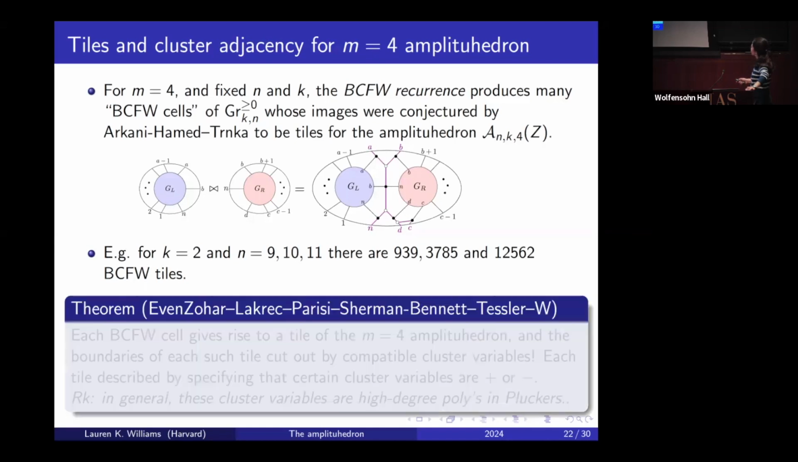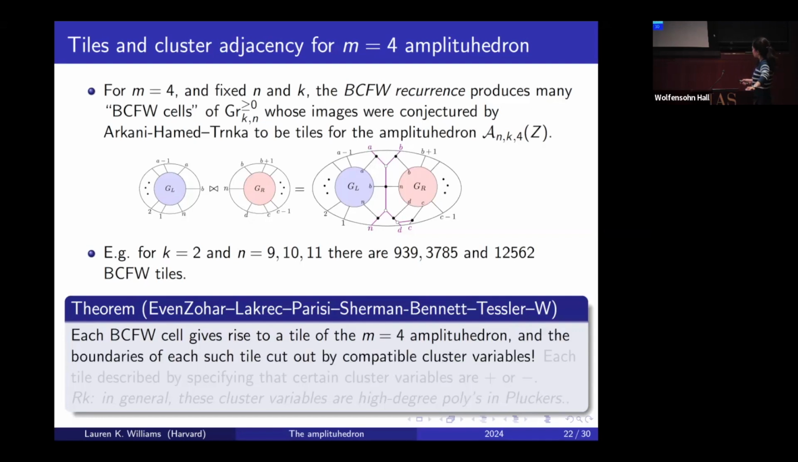We showed that all of these BCFW cells give rise to tiles of the amplituhedron. Each one does map injectively. We also showed that the boundaries of each such tile are always cut out by compatible cluster variables. So we checked cluster adjacency is always true for the BCFW tiles. In particular, every tile is described by specifying that certain cluster variables are positive and certain are negative.